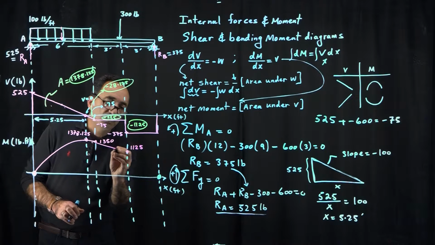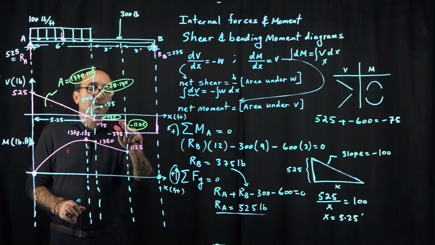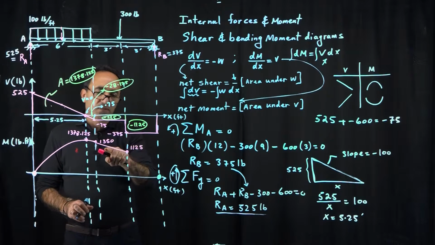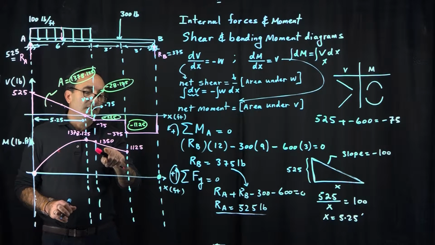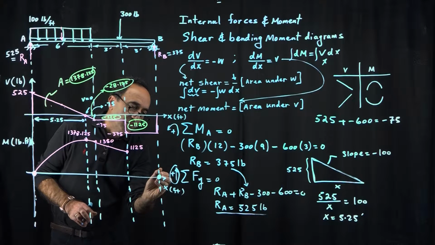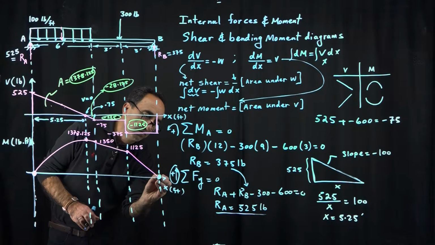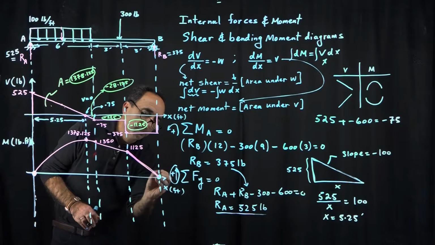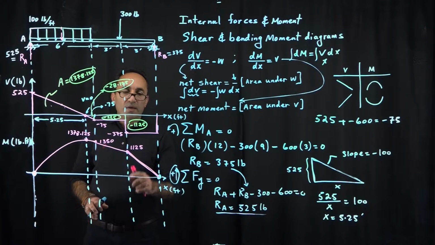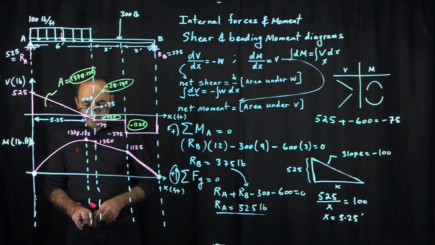This time it's going to be a straight line because you're integrating a constant. When you integrate a constant, the outcome is linear. And similarly, 1125 minus 1125, as expected, you have to get back to 0, but obviously with a totally different, higher slope. So that's your moment diagram.